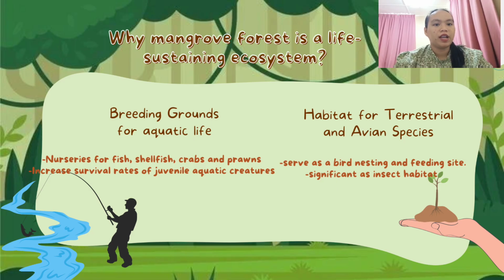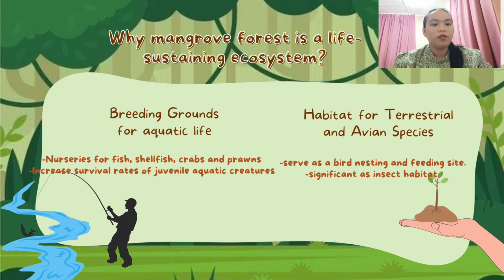Firstly, mangrove forests can act as a breeding ground for aquatic life. The mangrove forest is crucial for providing nurseries for fish and shellfish, crab, prawns, and other marine species. The roots and submerged structure protect juvenile aquatic creatures from predators, enhancing their survival rate. For example, an estimated 75% of commercially caught fish spend some time in the mangrove or depend on the food web that can be traced back to this coastal forest.